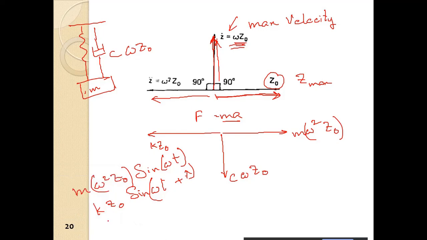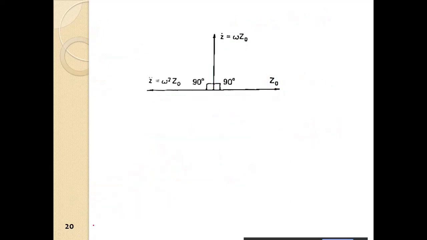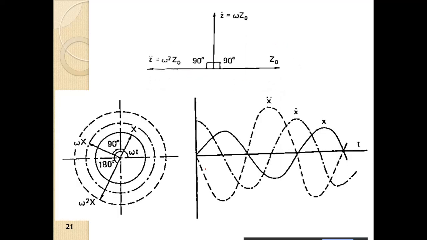So at any time t, what is the force from the spring? What is the inertial force at any time t? This will undergo all of this phase. The phase difference will remain the same, but it will undergo circular motion. So that is how we get the displacement curve, velocity curve, and acceleration curve.